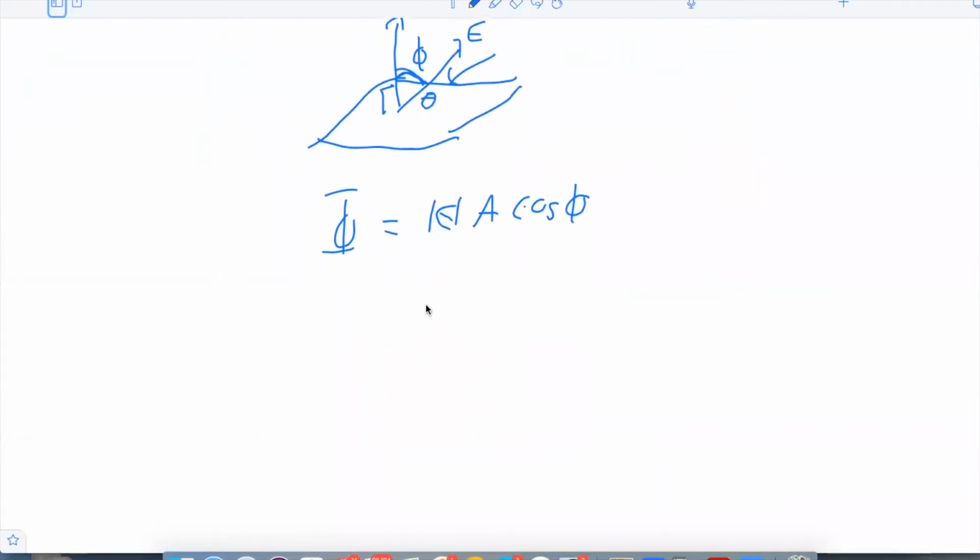Okay, if I've got some constant electric field pointing straight through some surface, remember, flux measures how much of your electric field flows perpendicularly through a surface. If you're already flowing perpendicularly through, then our angle is 0, cosine of 0 is 1. So we would just get the magnitude of the field times the area.